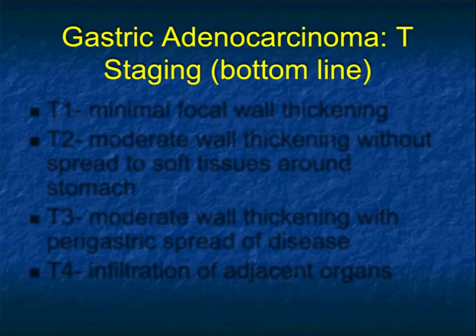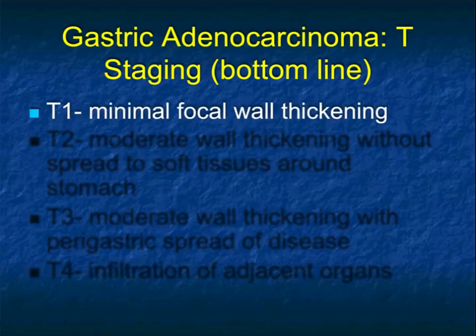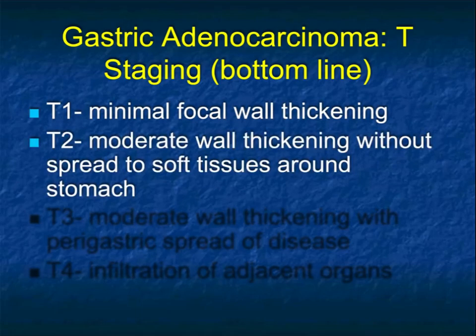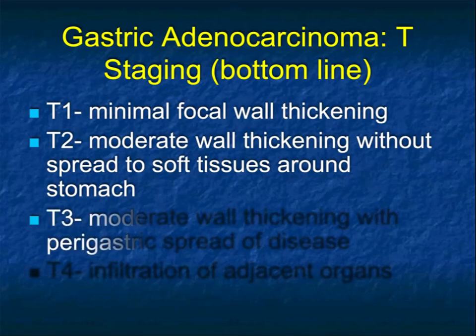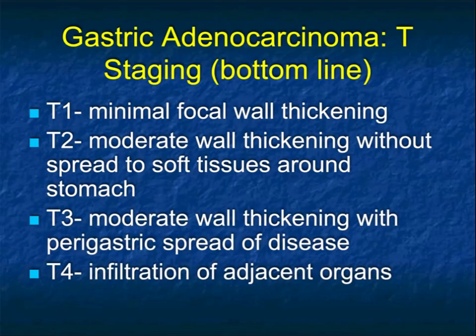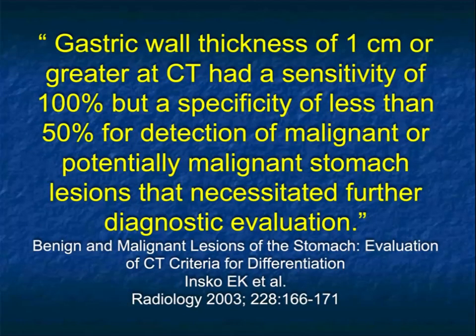When we look at staging, it's ideal to be able to pick patients up at the earliest stage. That really requires very careful attention to technique, particularly in the ER setting in patients with abdominal pain. T3 and T4 being unresectable, are easier to pick up, but again, it's that challenge of picking up early gastric cancer.